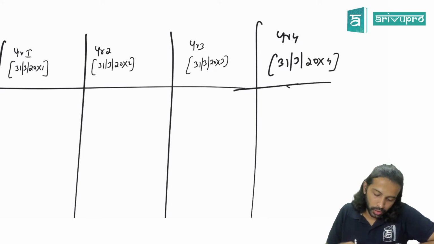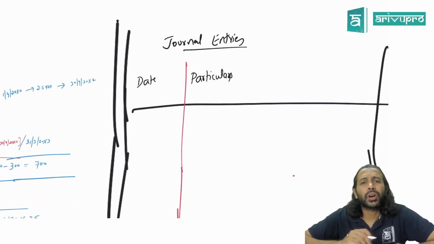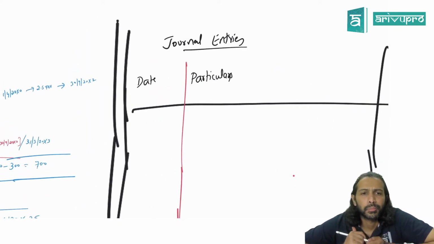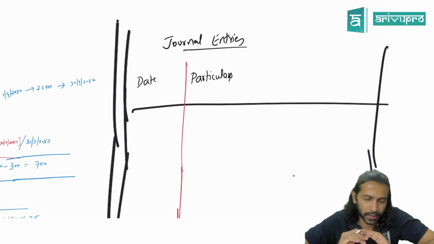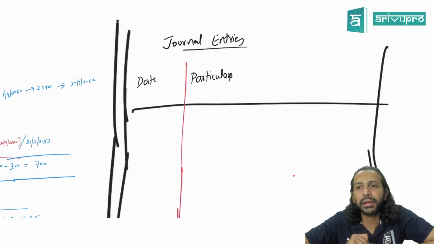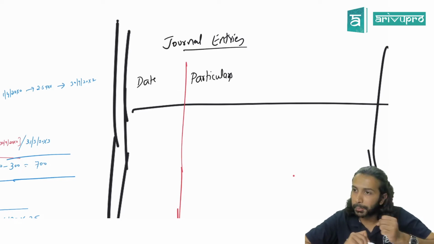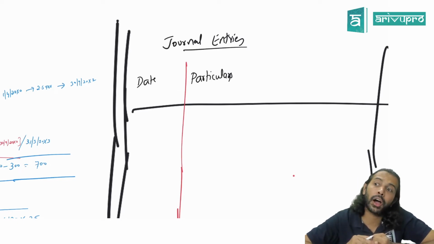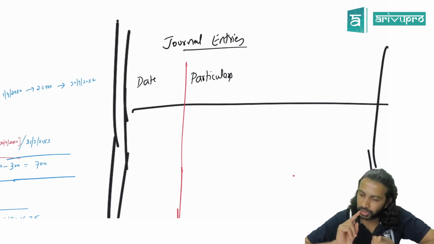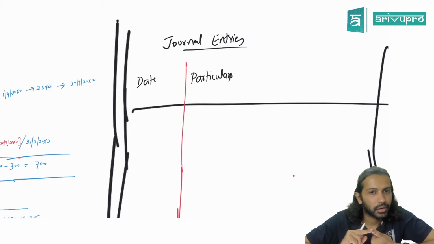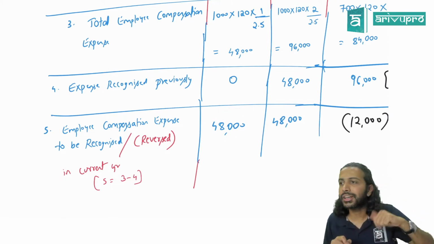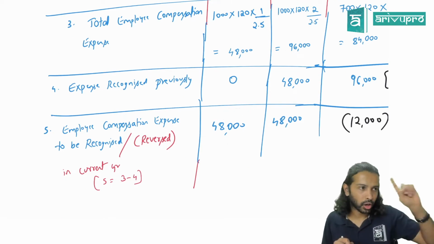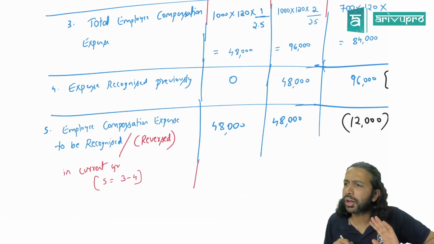Alright, first, what is the entry you passed previously? If the vesting period is less than 1 year, what is the entry you passed? Bank account debit. In the first entry only, can I write bank? No, why? Because will the employee get the shares in the first year only, or is he eligible after 2.5 years? Will a bank entry come in year 1? No. Can I book the expense? Yes. How much is the expense for year 1? As per this table, 48,000. What is the name of that expense? Employee compensation expense.